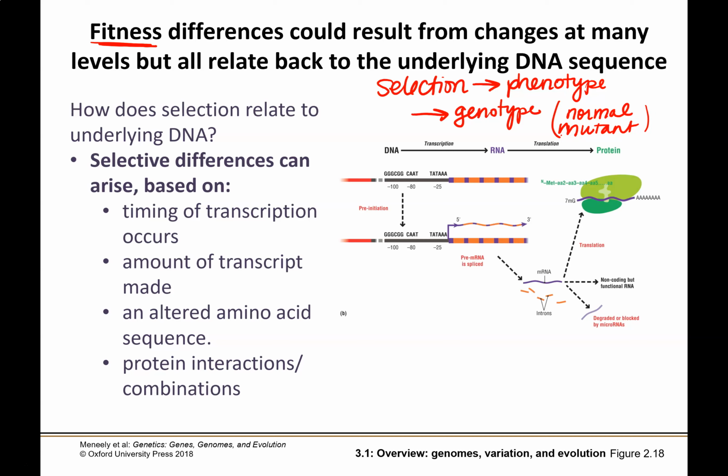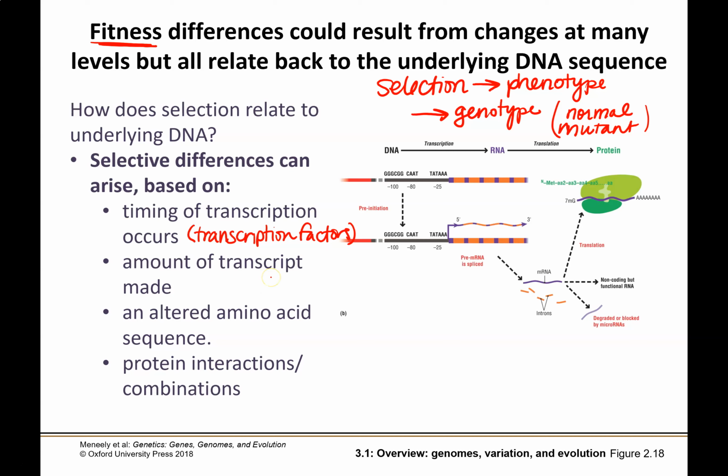Differences can arise based on timing of when and where transcription occurs. So we talked about that very briefly in chapter 2. This is due to transcription factors. So we can have differences in expression due to regulation by transcription factors. If you have two organisms with different transcription factors working, then selection could possibly work if one of those is expressing genes in a particular time or place that's more advantageous. That gene is going to increase in the population.